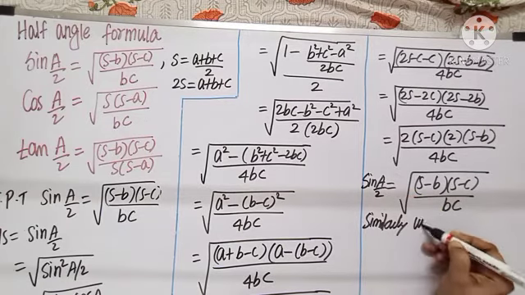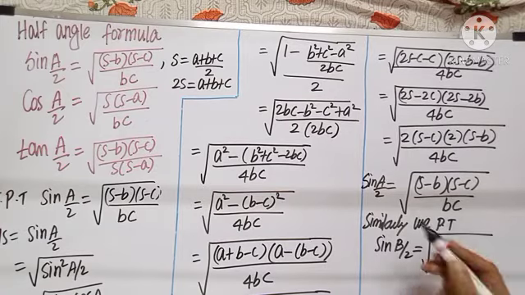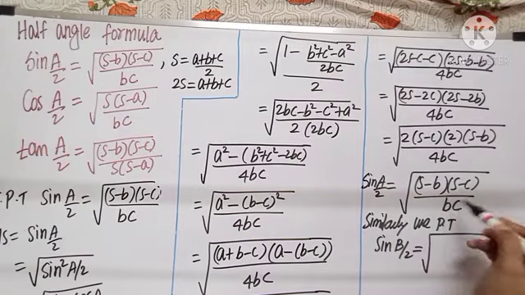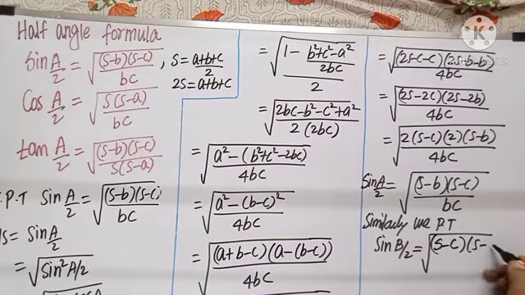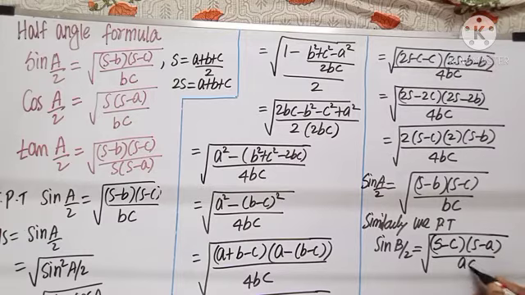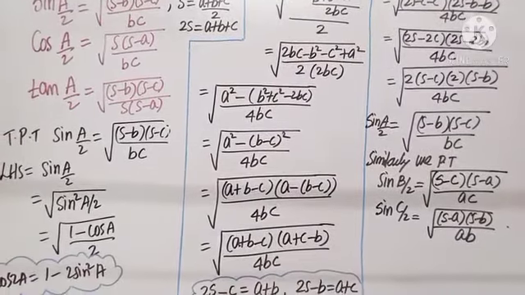Similarly, we can prove sine B by 2 can be written as, see, when I want A, it is a combination of BC. When I want B, it will be the combination of C and A. Denominator AC will come, and sine C by 2 will be root of, C comes in left, AB combination in the right, S minus A, S minus B by AB. Instead of sine, if I want cos, what should I do? Just reversing the steps from the beginning.